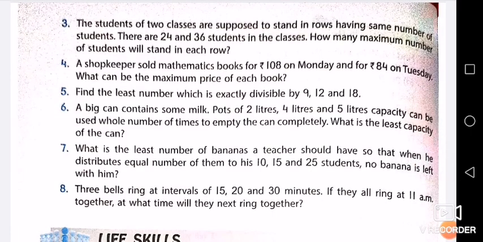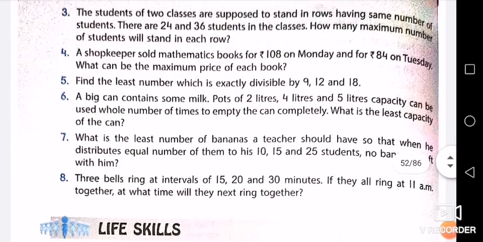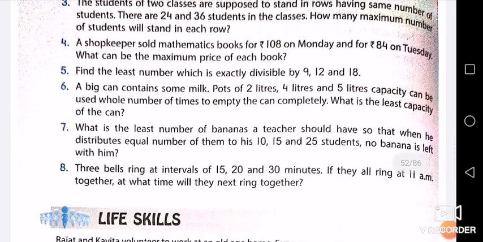A shopkeeper sold mathematics books for rupees 108 on Monday, for rupees 84 on Tuesday, and what can be the maximum price of each book? Now here in the question the price of mathematics book on a particular day is given. On Monday it is rupees 108 and on Tuesday it is rupees 84. So what is asked in this question? What will be the maximum price of each book?